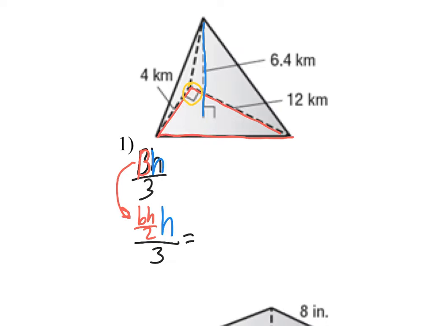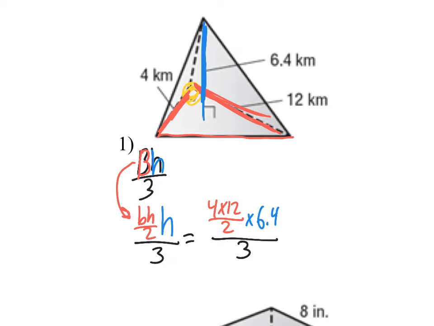So again, the numbers attached to this 90-degree angle right here are going to be the 4 and the 12, because they are attached to that 90. So we will do 4 times 12 divided by 2. Now times the height of the figure, which is that 6.4. And then the whole thing will be divided by 3. This is going to be kind of a gross set of numbers, so I'm going to be cheating and using a calculator this time around.